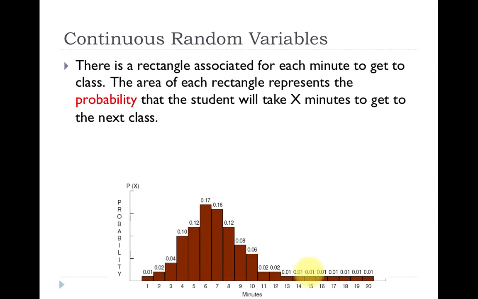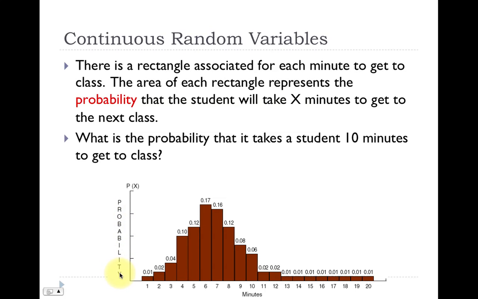Okay, so notice that probability is labeled on the vertical axis. What's the probability that it takes a student 10 minutes to get to class? So we go on the horizontal to 10, we look at the height, and it's 0.06. So the probability is 0.06 or 6%.